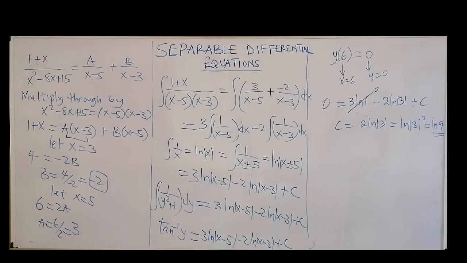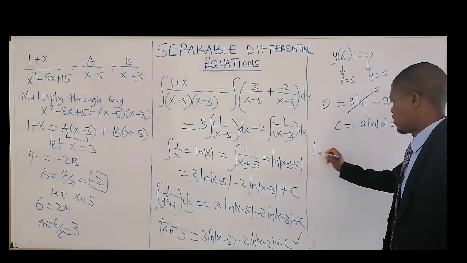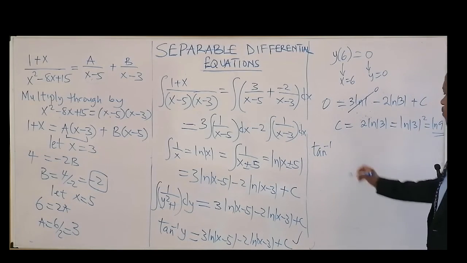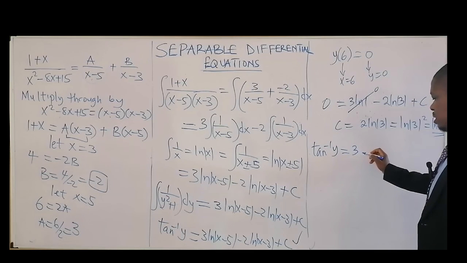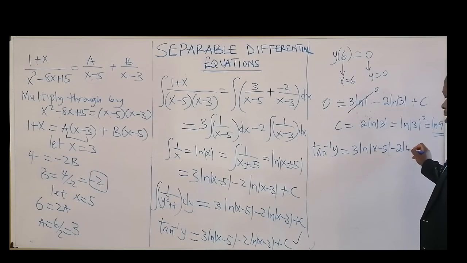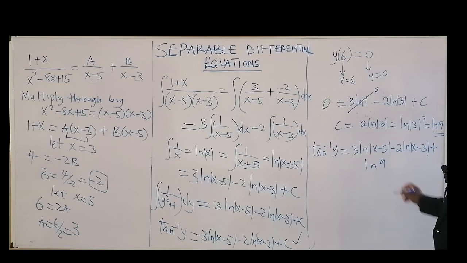So we can just go back here. You can come back to this place and do the final step there. Come back here and substitute for c. So that will be arctan y equal to 3 ln(x minus 5) minus 2 ln(x minus 3), and then plus ln 9.